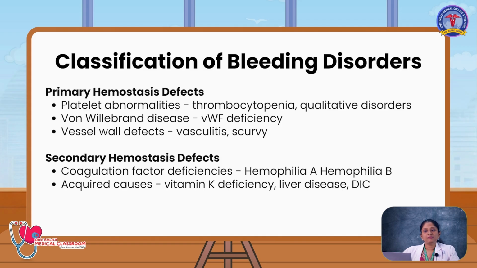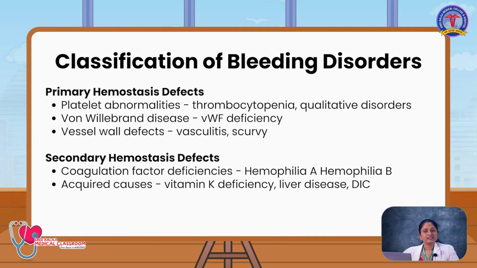We will classify the bleeding disorders and then we will discuss the salient points on von Willebrand disease and hemophilia. So, bleeding disorders based on the hemostasis, they can be classified as defects in primary hemostasis and defects in secondary hemostasis. So, primary hemostatic defects include platelet abnormalities, that is thrombocytopenia, which is a decrease in the number of platelets, and a qualitative dysfunction in platelets. Examples for those are Glanzmann's thrombasthenia as well as Bernard-Soulier syndrome.